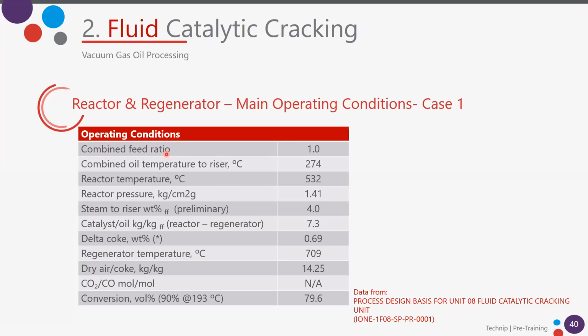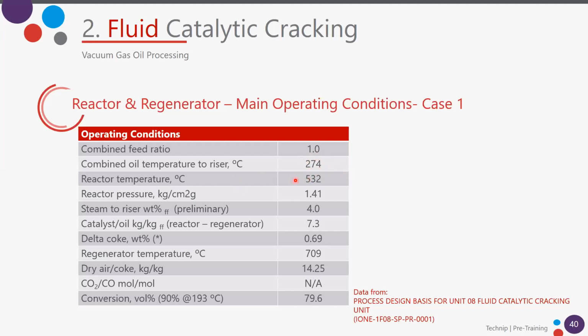Remember this combined feed ratio definition? It was 1 plus recycle divided by feed, but we don't have recycle in normal operation, so this combined feed ratio is 1, okay? This is the vacuum gas oil preheated to the riser. That is, the temperature is 274. Remember that it is preheated with some heat exchangers and with some streams from the main column. So we reach this temperature in the preheated raw oil, as we call it, or VGO to the riser.